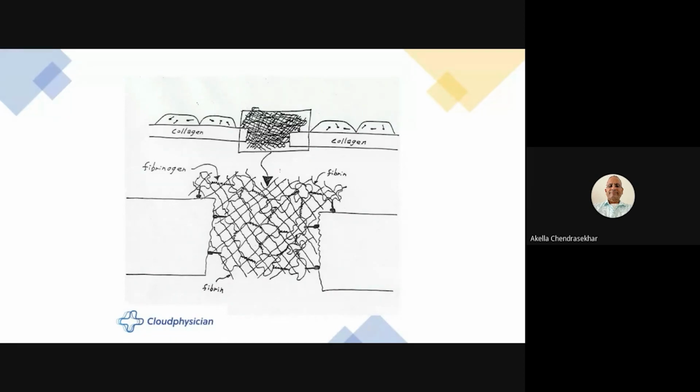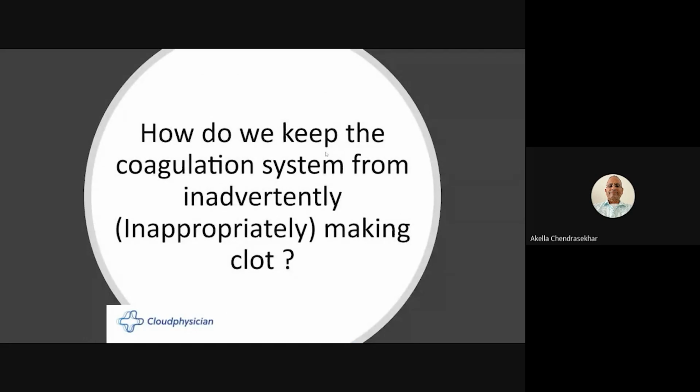If the patient is continuing to bleed, am I getting a primary fibrinolysis or am I getting into disseminated intravascular coagulopathy? You have to think about your differential diagnosis. So you're going to be thinking through all this. Again, as you're watching your patient, I want you to think closely about this and watch how the patient is doing. Next slide. Now, how do we keep the coagulation system from inadvertently or inappropriately making clot, right? Kind of makes sense, right?